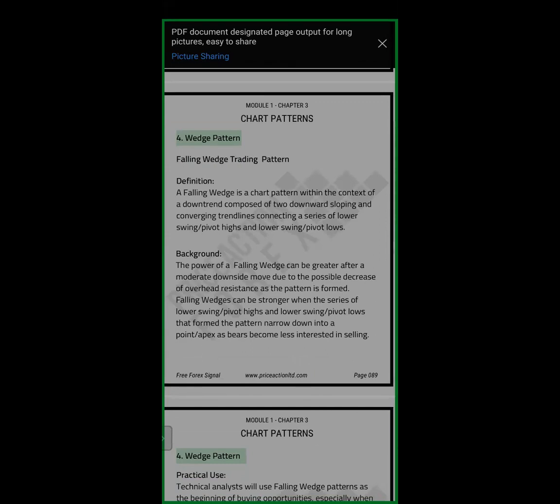So a falling wedge can be great because of what? It shows that the people who are selling off are no more interested in selling. You don't want to sell anymore. They are looking for what? A buy opportunity. And this is what a falling wedge looks like.